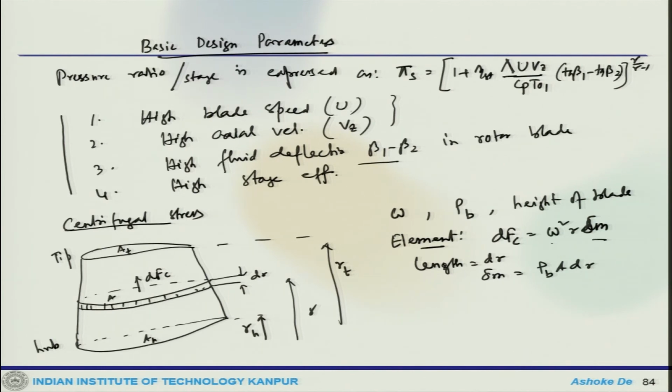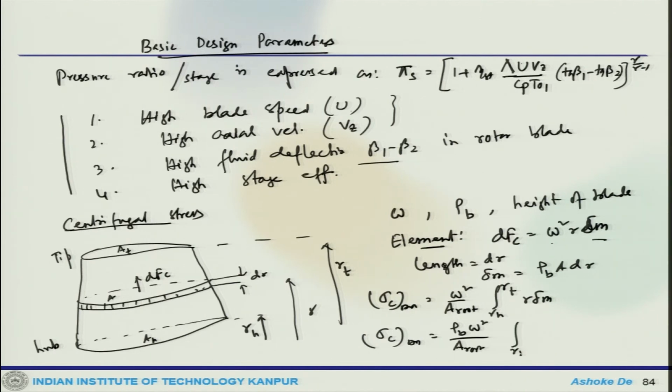Then the maximum centrifugal stress at the rotor is the summation of the centrifugal forces of all the elements of the blade from the hub to tip, divided by the cross sectional area. So, one can write sigma max is omega square by A, integral from R hub to R t of r delta m, or similarly rho b omega square by A, integral from R hub to R t of r A delta r.